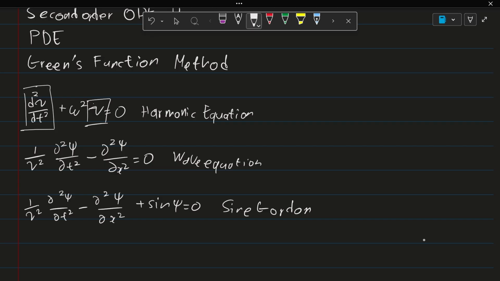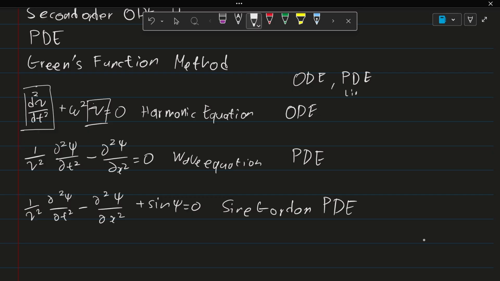These three equations that I showed you here can be categorized into different types. First you have the ordinary differential equation and the partial differential equation. A partial differential equation involves partial derivatives, while ordinary differential equations only deal with exact derivatives. So the harmonic equation is an ODE, while the wave equation and the sine-Gordon are PDEs. The way to solve an ODE and a PDE is different, but they are related to each other.